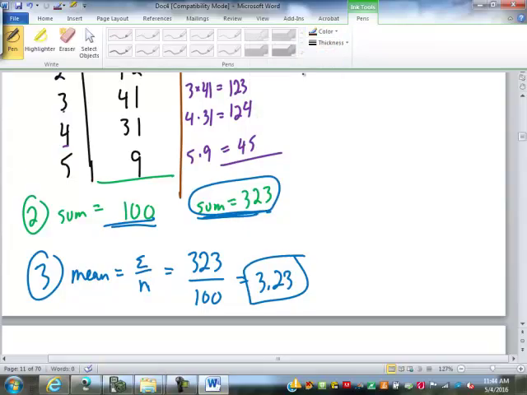So there's our mean. Not too different from what we did for individual values, only rather than having to add up 100 individual values here, we were able to do them in groups because there were repeated values.